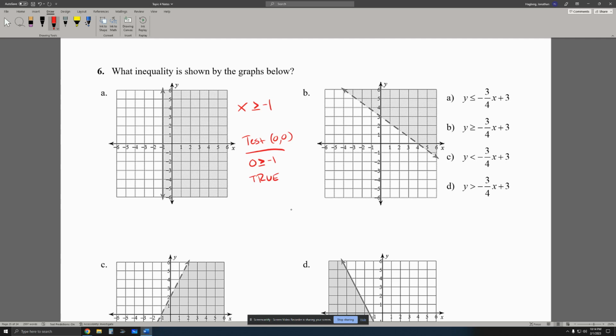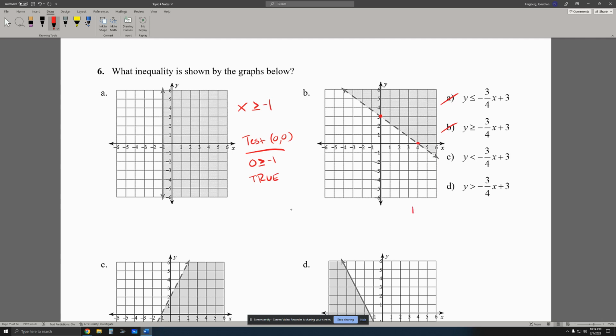All right, letter B. I know that we have a y-intercept of 3, and we have a slope of negative 3/4. We go down 3 and to the right 4. All of our inequalities have that slope and y-intercept, so it's a matter of which inequality we choose. This line is dotted, so we can eliminate the ones that say or equal to, A and B. Now it's just a matter of if it's less than or greater than. So what we can do is consider the shading.